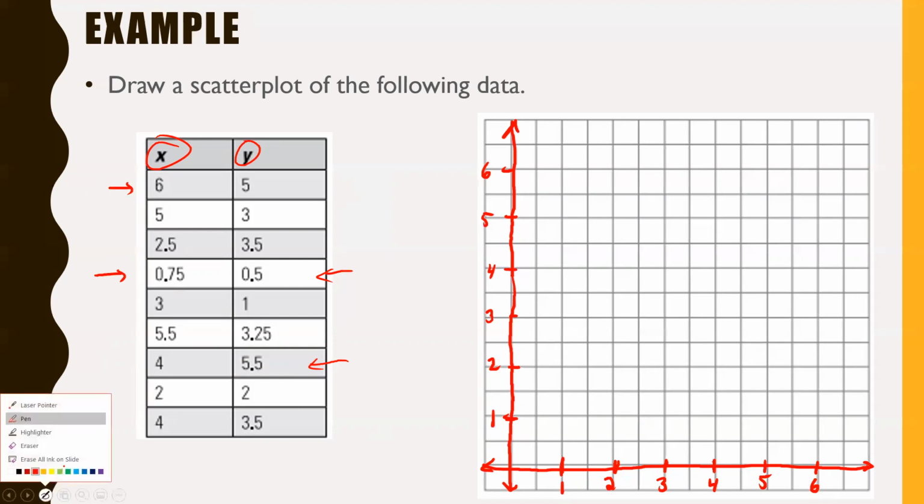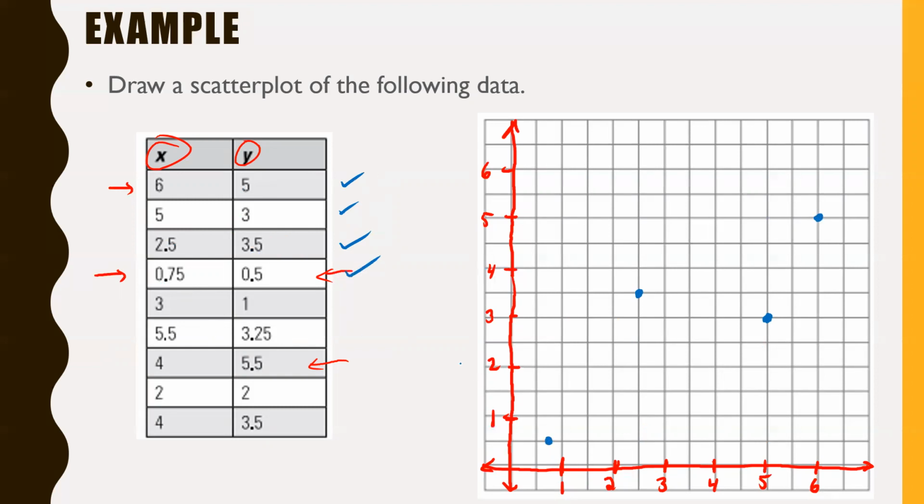Just for fun, I'm going to change color here. I'll make this blue. So the first point is 6, 5. Okay, so 6, 5, there's a point right there. I'm going to check them off as I go. So that one's done. Next one, 5, 3. There we go. That one's done. Like I said, this is just tedious, but it is what it is. Next one, 2.5, 3.5. That's right here. There we go. Good. Next one, 0.75 and then 0.5. That would be right there.